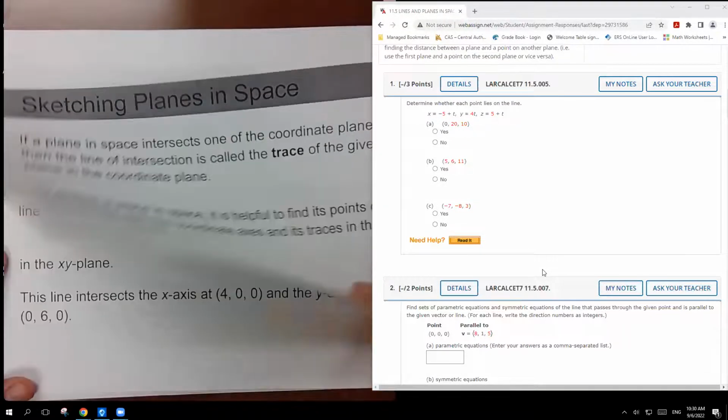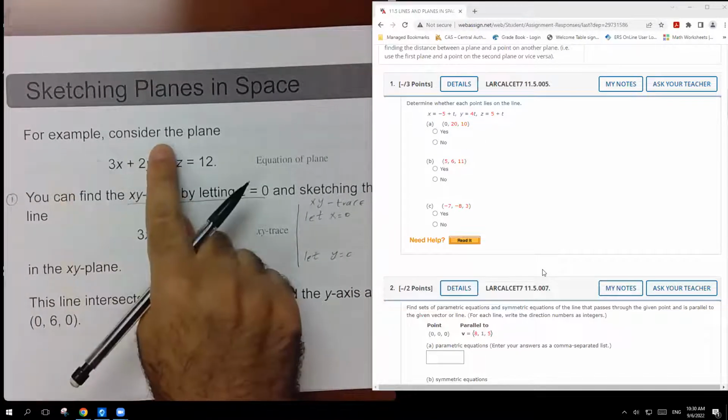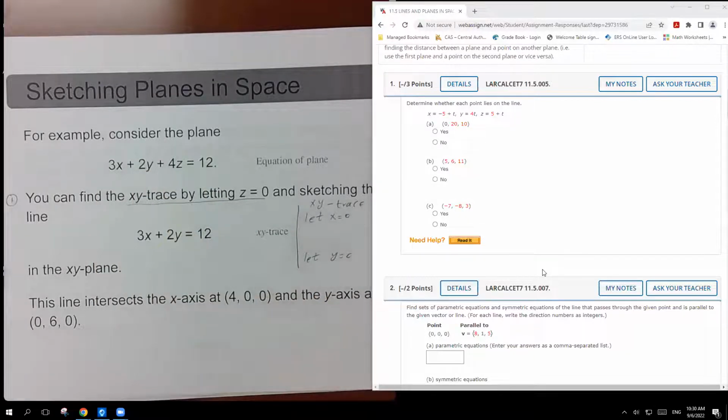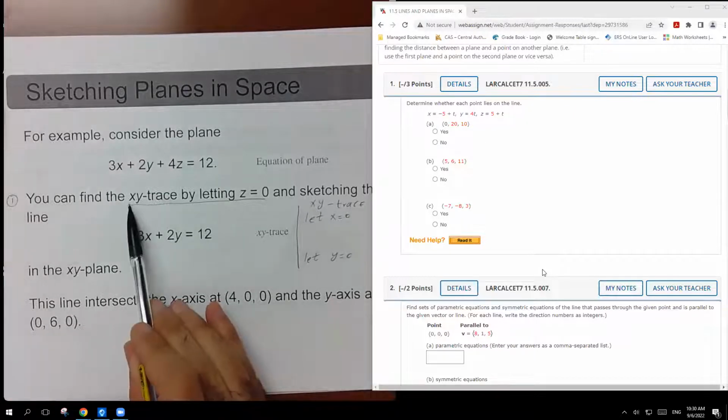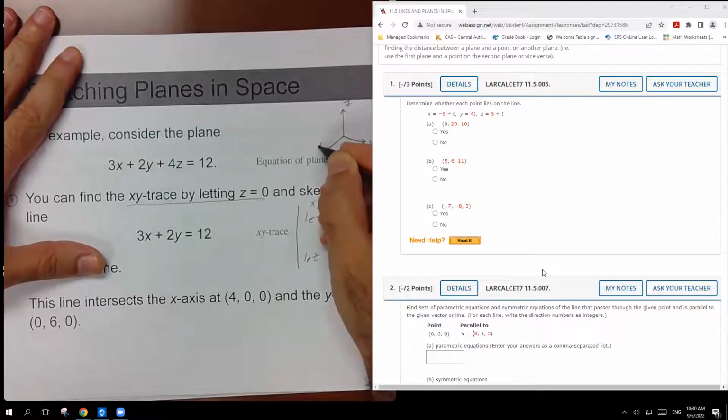Let's check the example. They ask you to consider the plane, you see X, Y, Z. That means we're going to sketch a plane in 3D with X, Y, Z. So how are we going to sketch this one? We're going to divide the plane into 3 traces. The first trace is going to be the XY, because the plane is supposed to be in 3 dimensions X, Y, Z. Let's say this is Y, and here's the X.